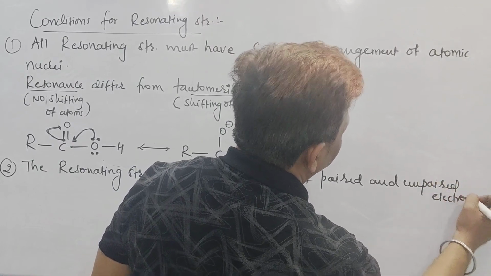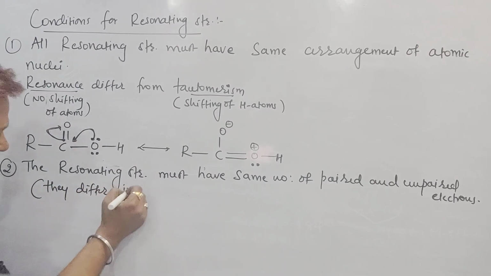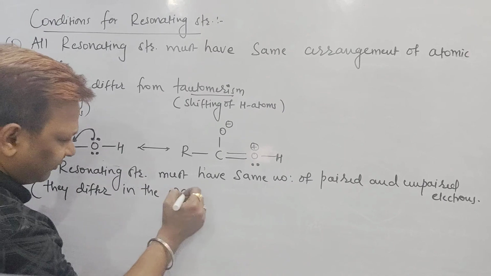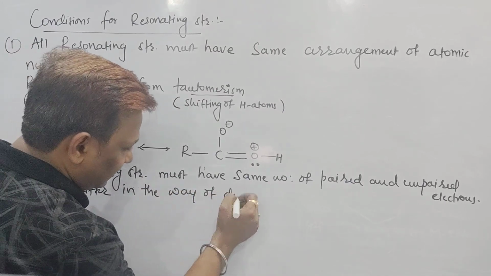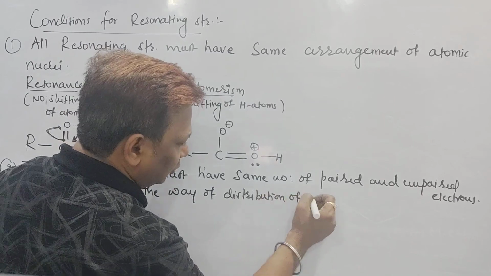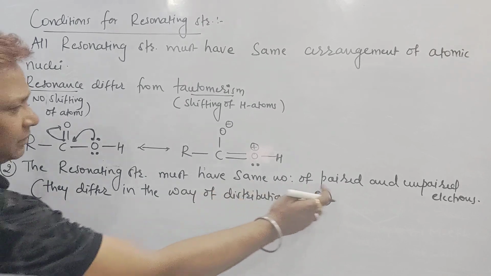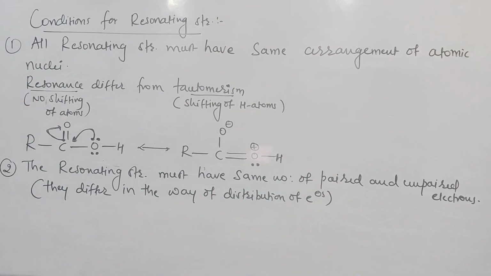But how will it be possible that the structures have the same number of paired and unpaired electrons? Hence, they can differ, or we can say, however, they differ in the way of distribution of electrons. They differ in the way of distribution of electrons. I will show you a few examples here. Distribution of electrons will differ, but they must have the same number of paired and unpaired electrons.